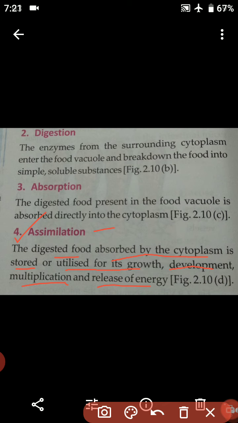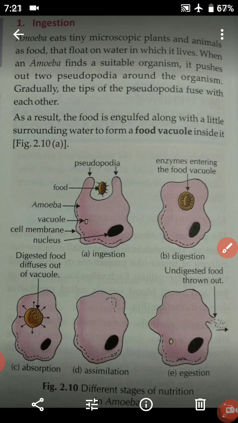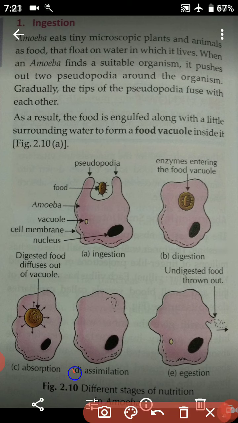So for all these activities the food is absorbed inside the cytoplasm, and then it is stored. Now you can see here it's assimilation. Just a simple structure is shown over here.